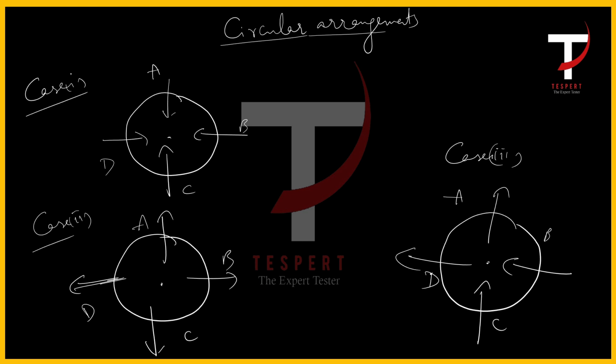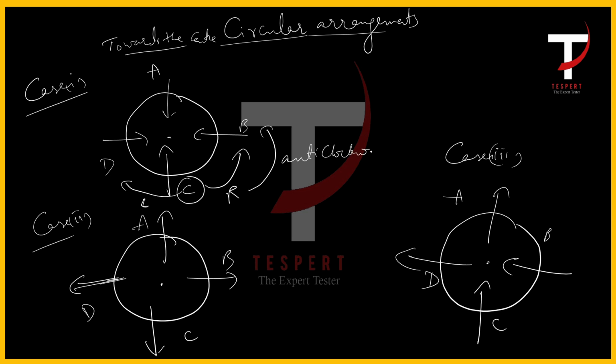So in case 1, all are towards the center, facing the center. Their faces are towards the center. So who is immediate left of C? D is immediate left to C. And B is immediate right to C. So in case 1, where all are towards the center, the right side is in the anti-clockwise direction, whereas the left side is the clockwise direction.